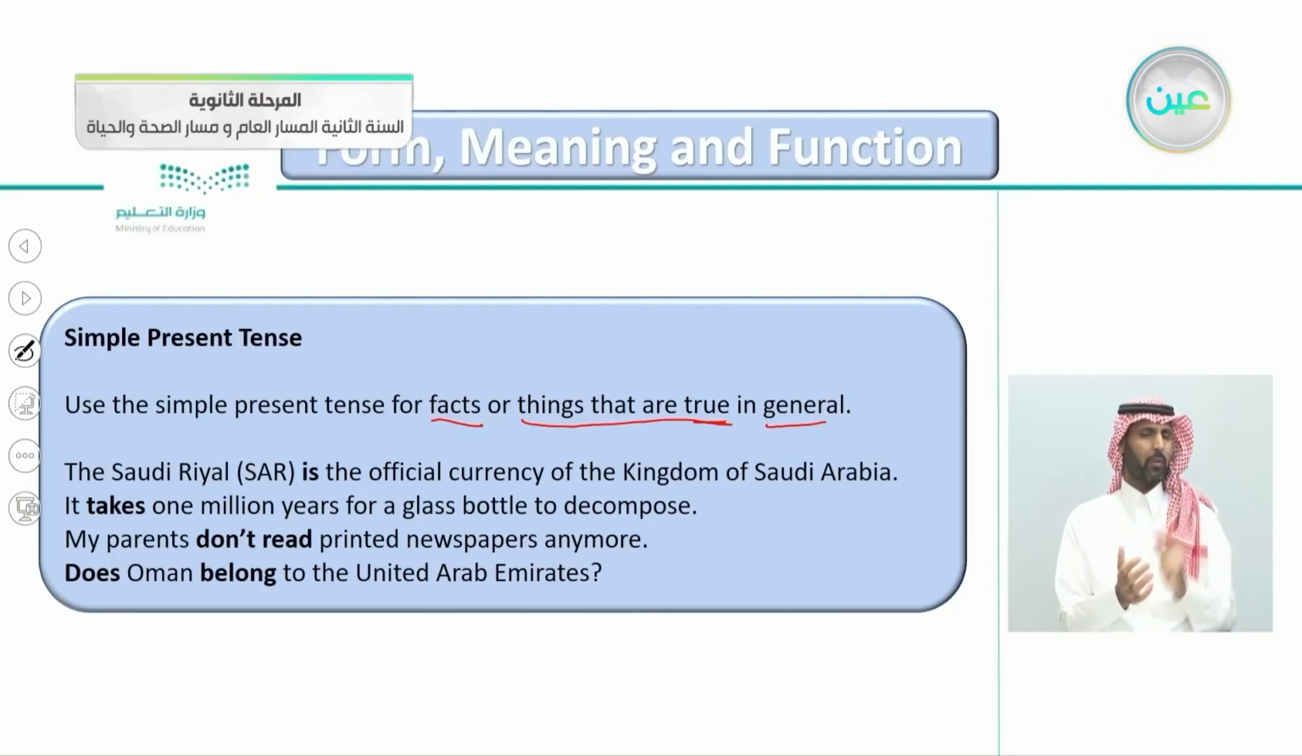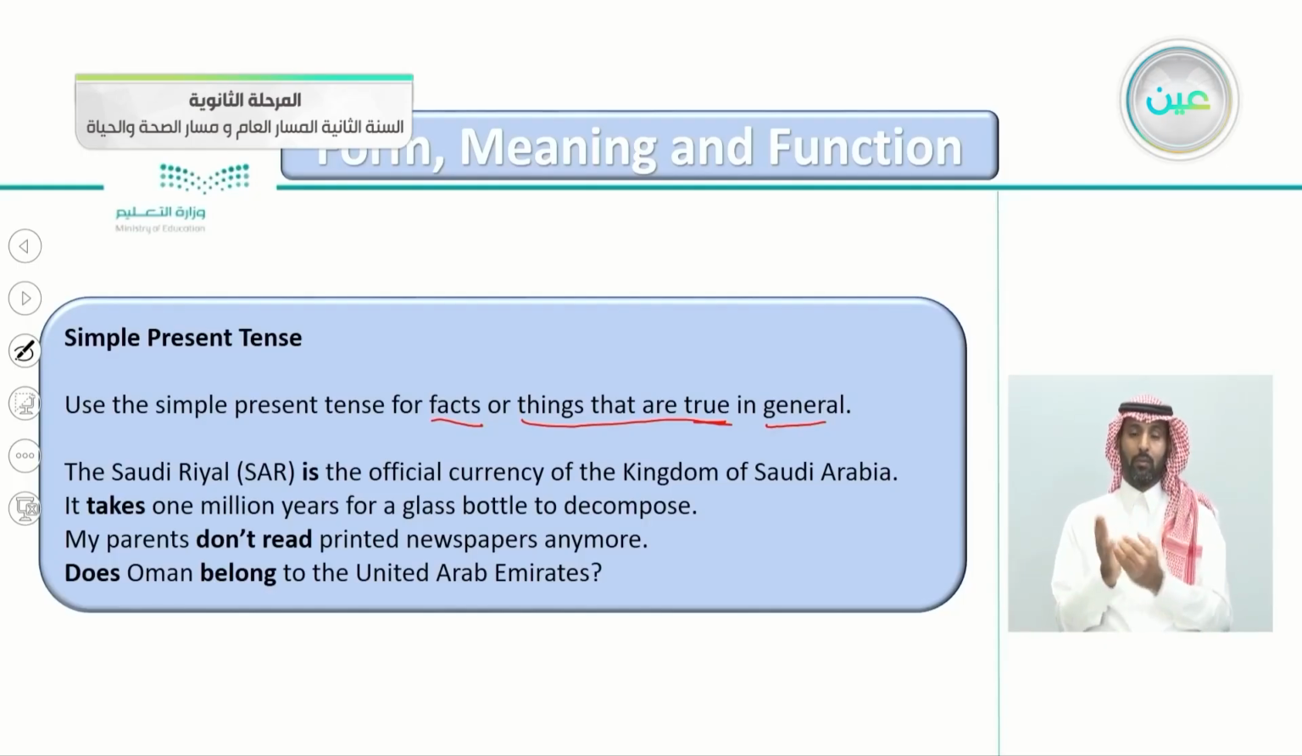Like here, for example, the Saudi riyal is the official currency of the Kingdom of Saudi Arabia. The Saudi riyal is, this is the present simple here, the official currency of the Kingdom of Saudi Arabia. It takes 1 million years for a glass bottle to decompose. My parents don't read printed newspapers anymore. Does Oman belong to the United Arab Emirates? This is, of course, a question form.